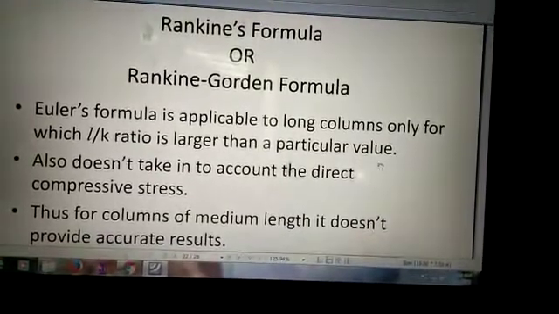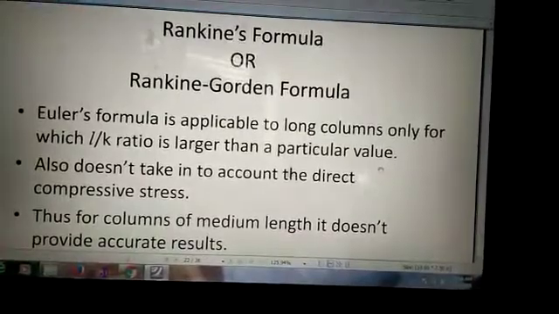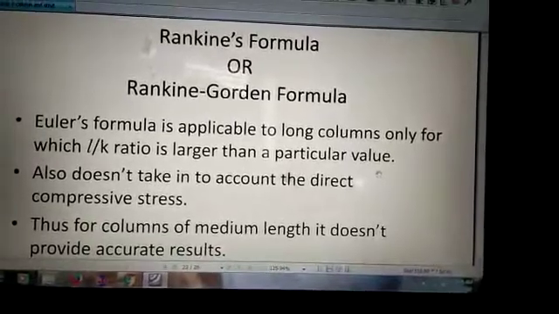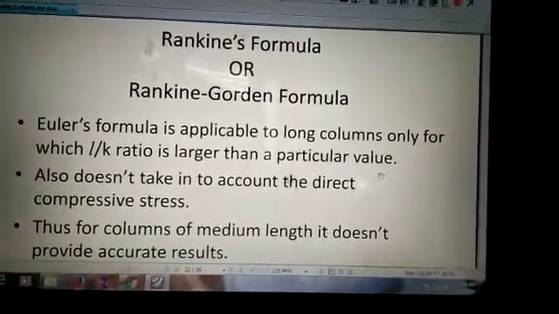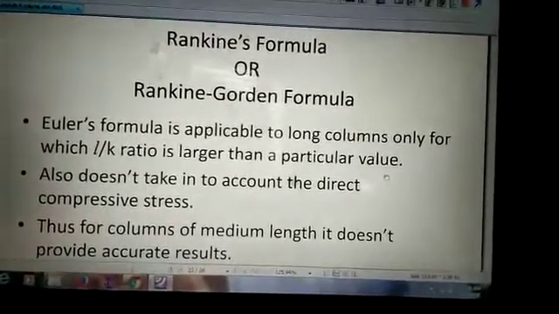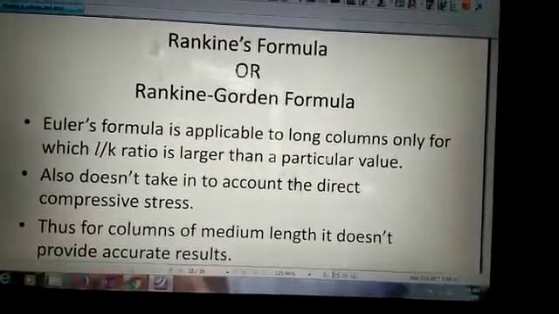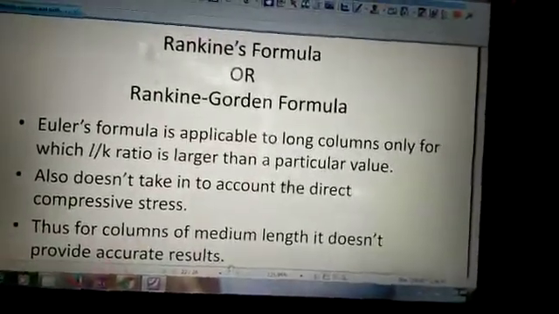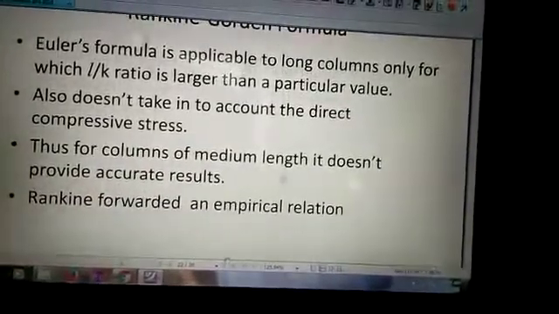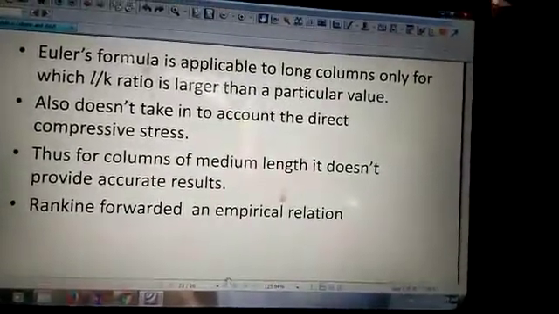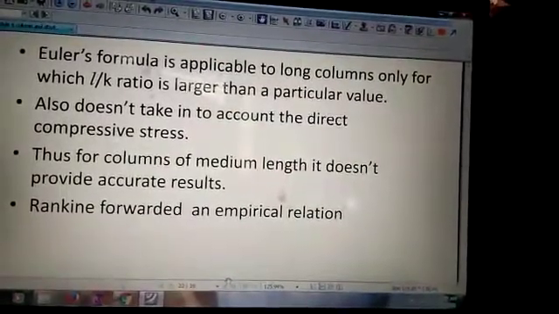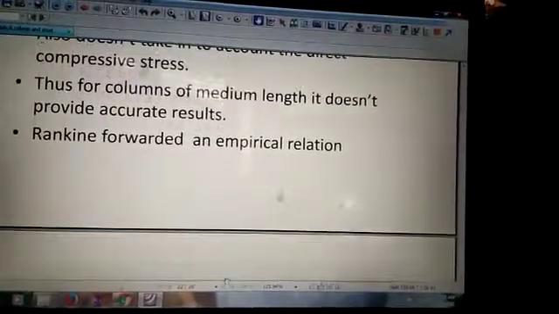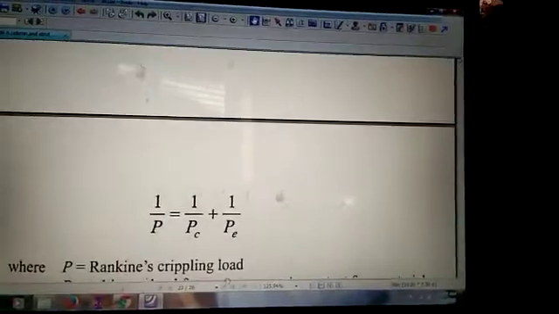Also, it does not take into account the direct compressive stresses, as this was the assumption of Euler's theory, that we have considered the column with bending stress. So the meaning of that is that the compressive stresses are neglected. Thus for columns of medium length it does not provide accurate results. That is why Rankine put an empirical relationship into existence.